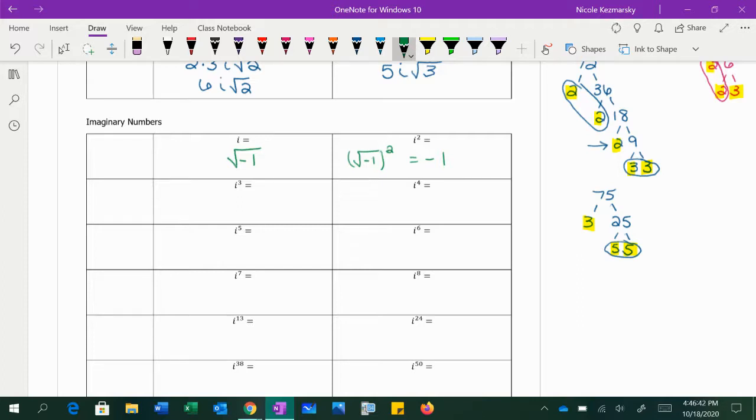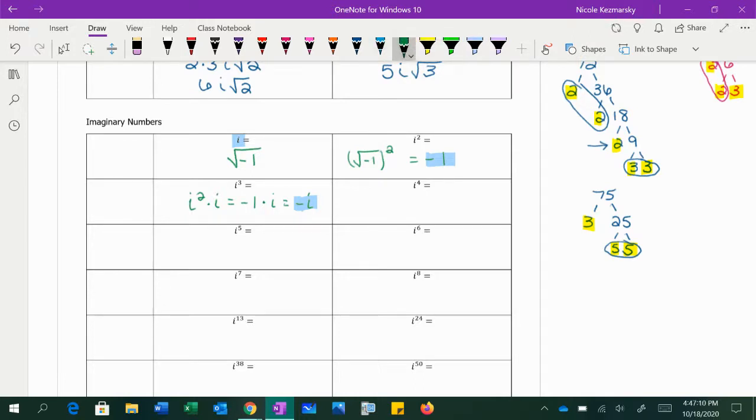For i cubed, we're going to do i squared times i. Well, i squared was -1, so we're doing -1 times i, which means we've got negative i. Let me highlight these guys. So that and that. And that one's important too.